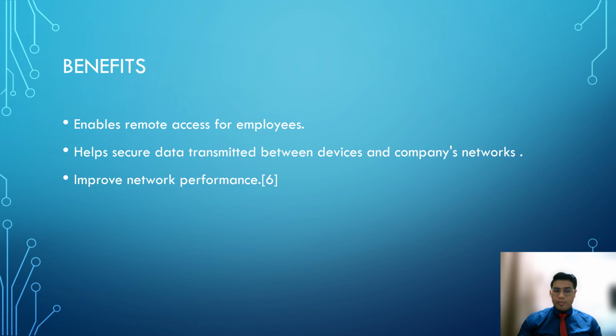Lastly, it will help improve network performance. But how? For example, when data is transmitted over the public internet, it can be subject to congestion and other factors that can impact performance. A business VPN creates a secure encrypted connection that routes traffic through a private network, which can help reduce latency and improve the speed of data transfer.